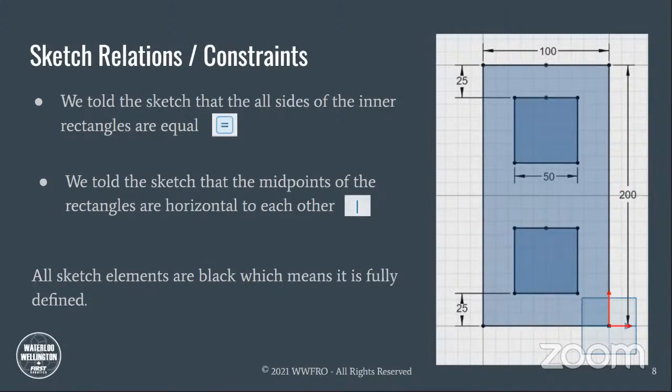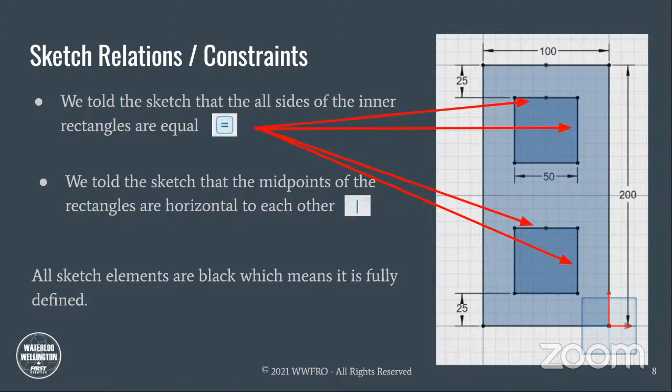So that sketch was pretty confusing. There's a lot of dimensions. So we can use another technique called relating relationships or constraints to equally lock it down. So you can see that all elements are black here, but it's a fraction of the measurements. So how do we do that? The first thing we did, we told the sketch that all the sides of the inner rectangles are equal. So in that way, by defining that one as 50 millimeters, we've now defined all of them with only one dimension.